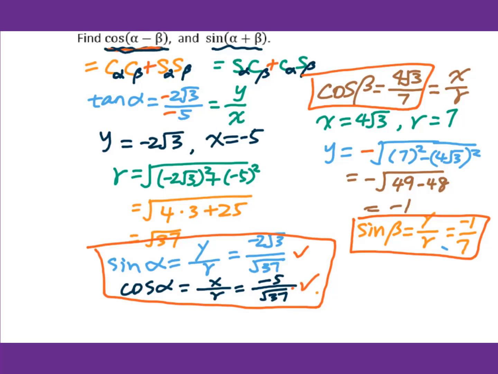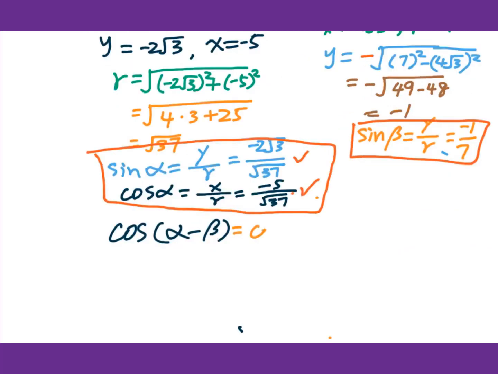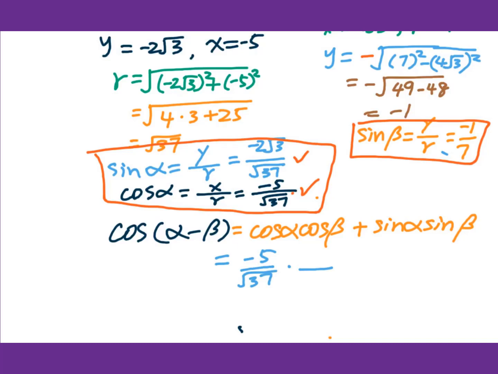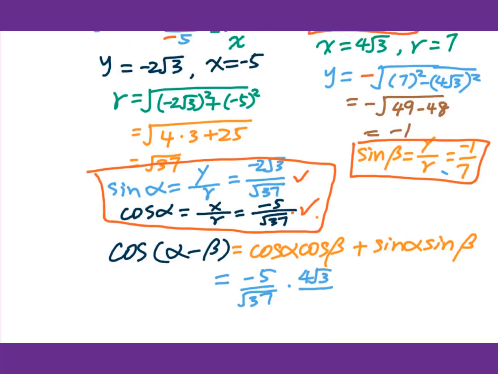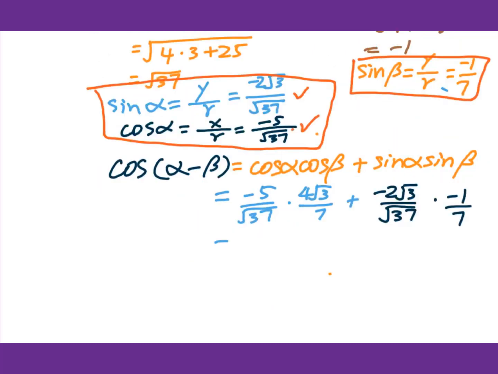First of all, we're looking for cosine alpha minus beta. According to the pattern, that is cosine alpha cosine beta plus sine alpha sine beta. So we plug in now. Cosine alpha is negative 5 over square root of 37 times cosine beta, which is 4 square root of 3 over 7, plus sine alpha, which is negative 2 square root of 3 over square root of 37, times sine beta, which is negative 1 over 7. Multiplying the denominators, we get 7 square root of 37.